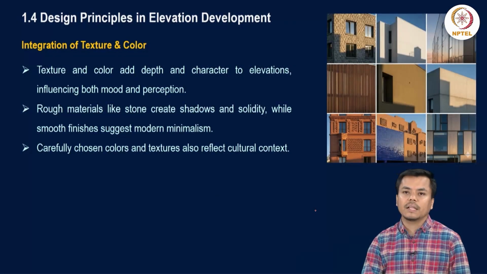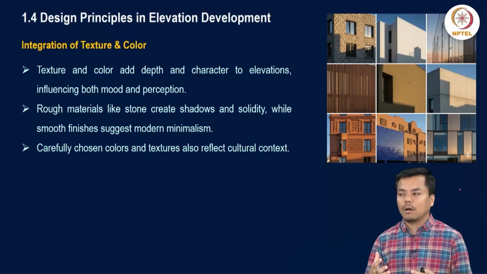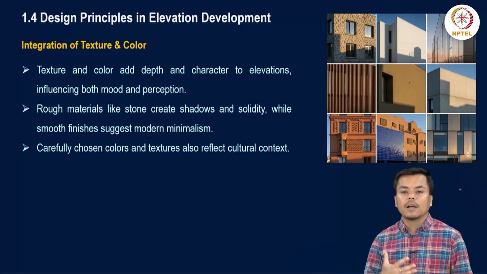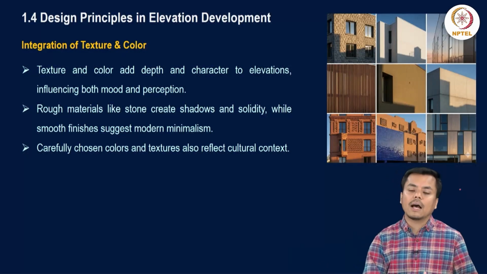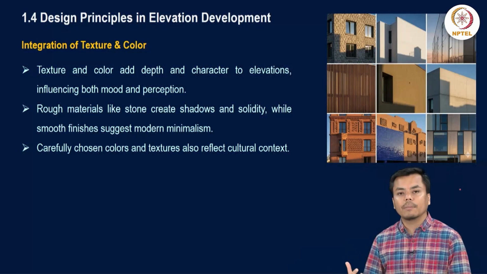Then next is integration of texture and color. Texture and color add depth and character to the elevation. As you can see here in the images, for example, if you are using a stone facade, stone comes with its own inherent color, with its specific size and shape. In that also there are different types of masonry, either ashlar or rubble masonry. Both ashlar and rubble come with their own aesthetics and design parameters.